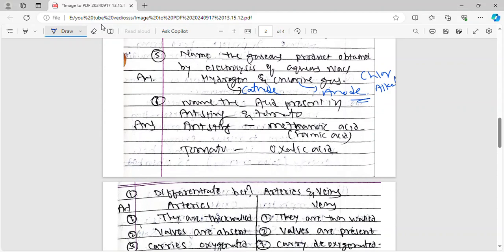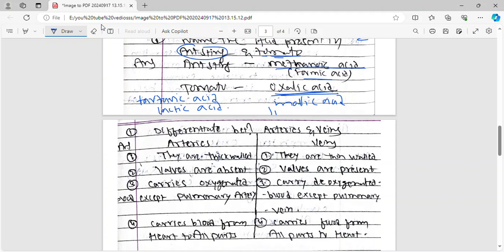Next, name the acid present in ant sting. If an ant stings, it contains formic acid or methanoic acid. Tomato contains oxalic acid. Remember, apple contains malic acid. And tamarind contains tartaric acid. And curd contains lactic acid.